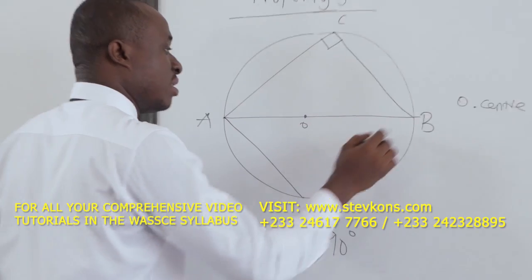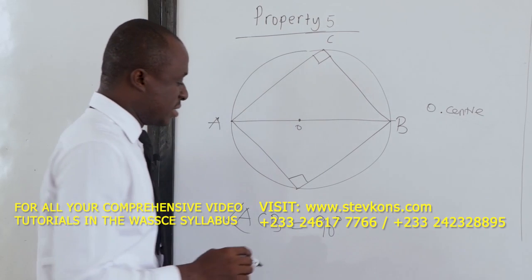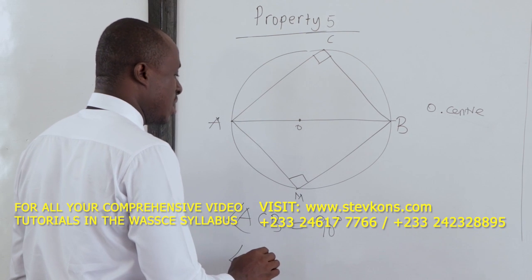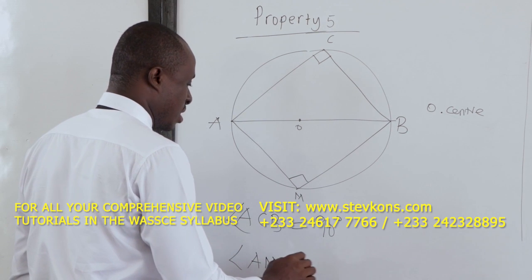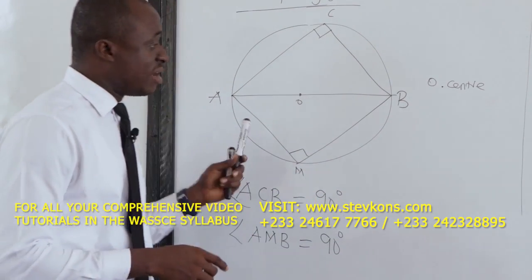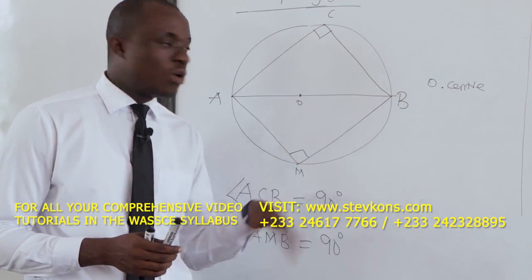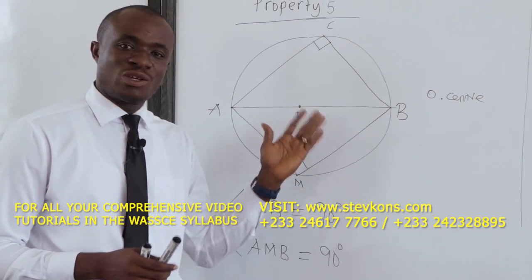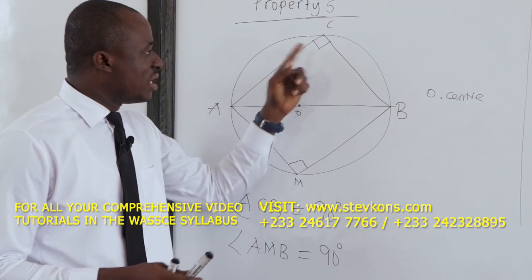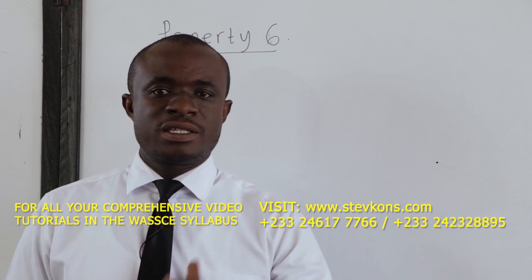Let's suppose that it is also having an angle here. Now this is also 90 degrees. Why? AB is a diameter. So let's suppose that we have M here. We're also saying that AMB is also equal to 90 degrees. Now, AB is a diameter. In the same way, it's a special chord. And what do you know? The sum of angles a chord makes in opposite segments is equal to 180. Clearly, this is 90, this is also 90. So 90 plus 90 is equal to 180 degrees.